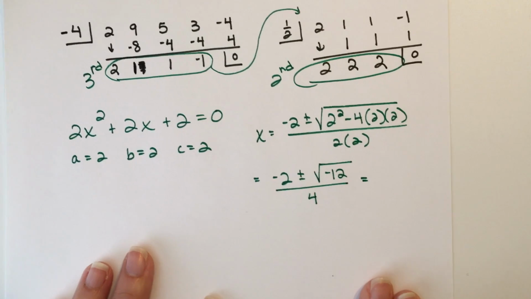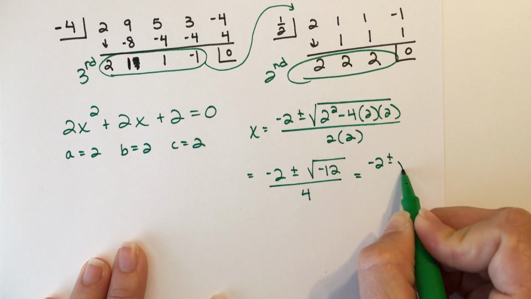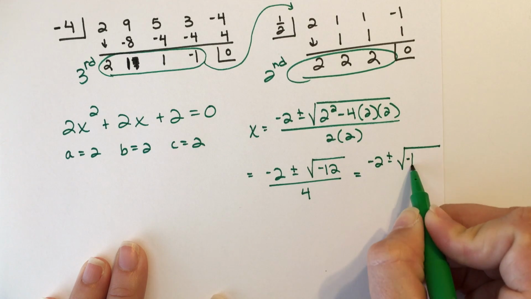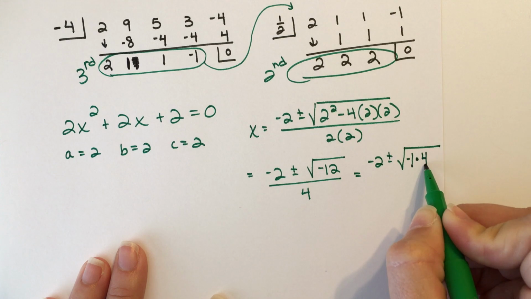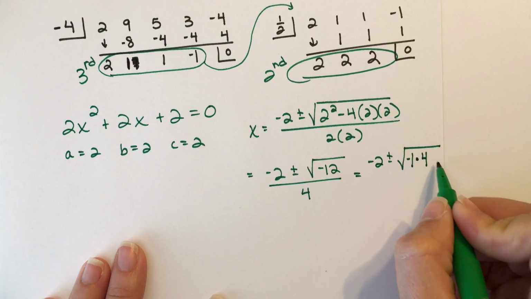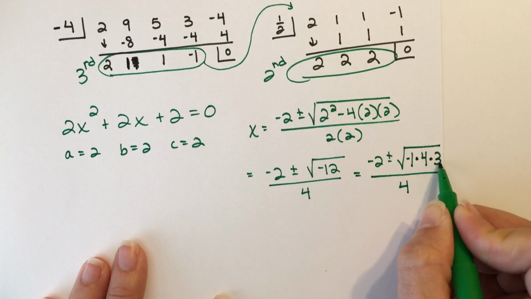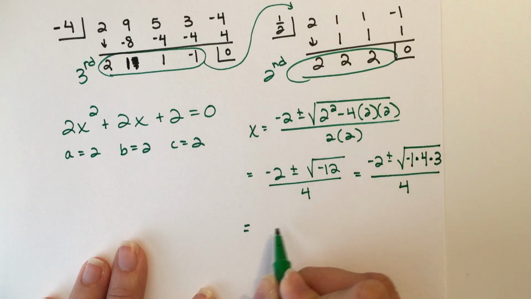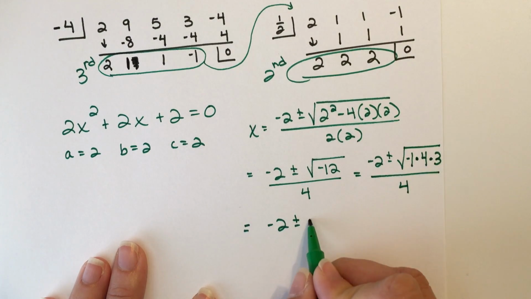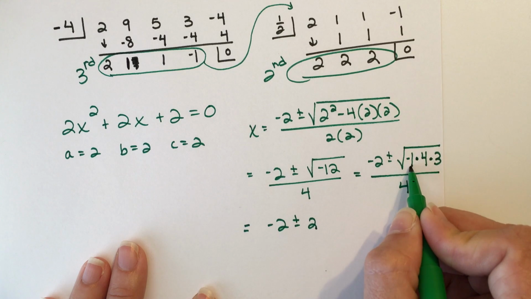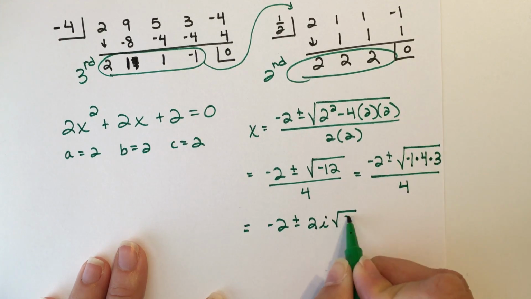Okay, now we need to work on simplifying the square root of negative 12. You've got to separate the negative. Now you do have the perfect square of 4 that will go into 12. Of course, it goes 3 times. So the square root of the 4 gives me 2. The square root of the negative 1 gives me i. And then the 3 is going to be left underneath.